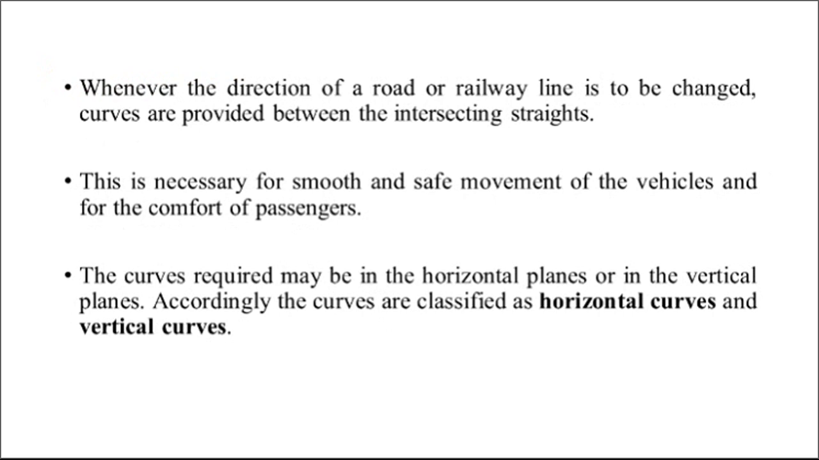Whenever the direction of road or railway line is to be changed, curves are provided between the intersecting streets, or we can say intersecting roadways. This is necessary for smooth and safe movement of the vehicle and for the comfort of the passenger as well. The curves required may be in the horizontal plane or in the vertical plane depending upon the topography prevailing. Accordingly, the curves are classified as horizontal curves and vertical curves. Next slide.